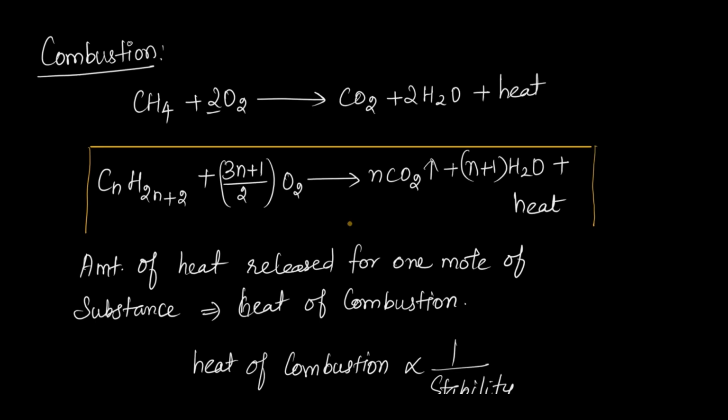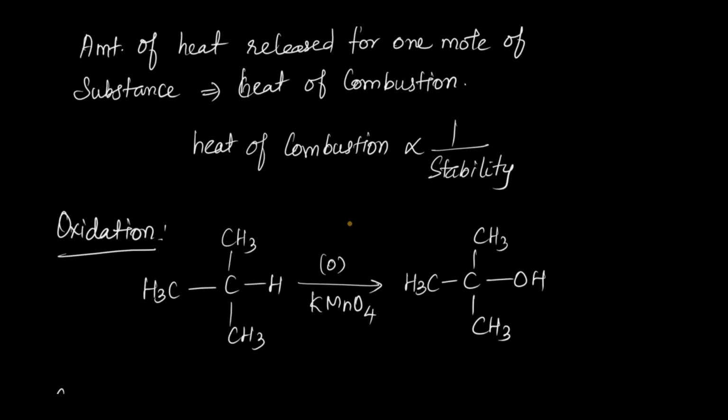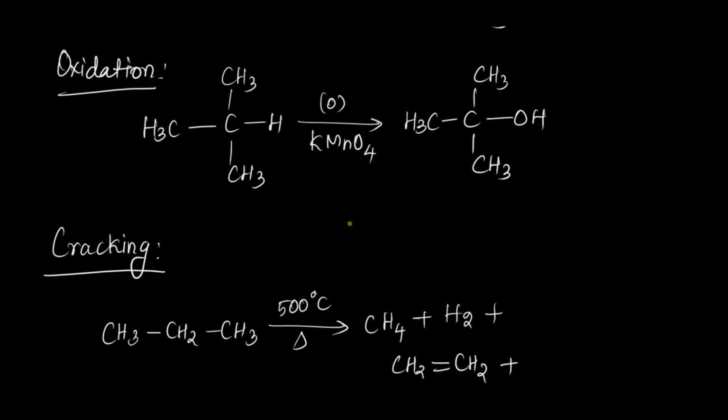The amount of heat released for 1 mole of substance is the heat of combustion. Heat of combustion is inversely proportional to stability. As the stability increases, heat of combustion will decrease. Next is oxidation. Oxidation of alkane will give you alcohol with the same number of carbons.